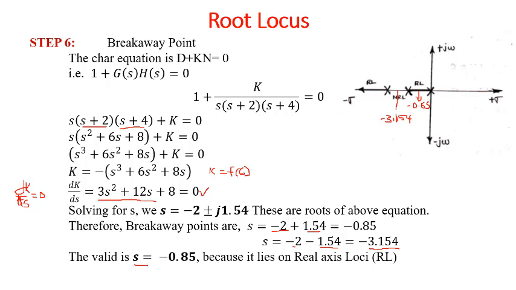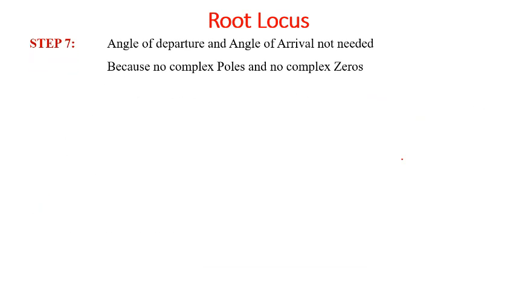So the valid breakaway point here is s equal to minus 0.85. Okay, one branch is going to come here and another branch is going to come here. The breakaway is going to happen, and after breaking away, the branches are going to move at plus 90 degrees and minus 90 degrees. Next, after finding the breakaway point, the next step is to find the angle of departure and angle of arrival. In this problem we are not finding them, it is not needed, because we don't have any complex poles, neither any complex zero. Hence, this is not needed.